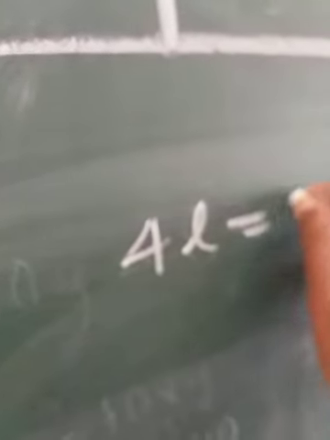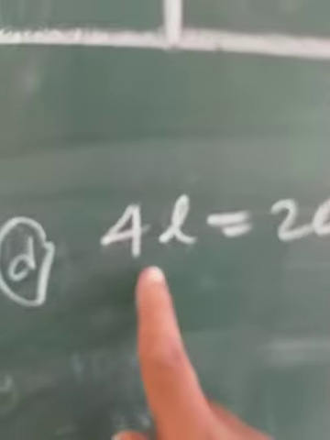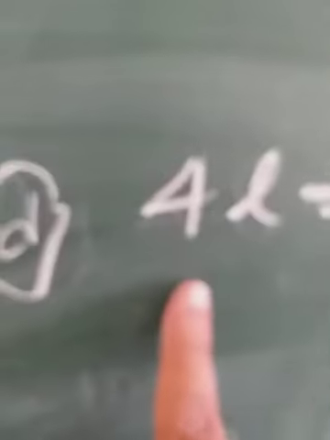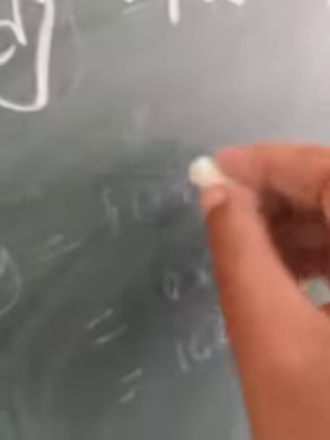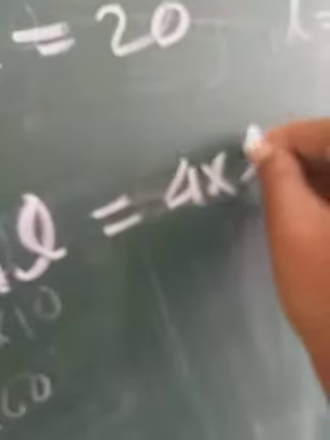Okay, now let's see sum number D. So we have to check it out. Just do not give your answer directly, just check it and then give your answer. Now this is sum number D. The equation given is 4L equals 20. Now the value of L is given as 20. Now which side is L on? It is again on the left hand side. So 4L means what? 4 into L, isn't it?